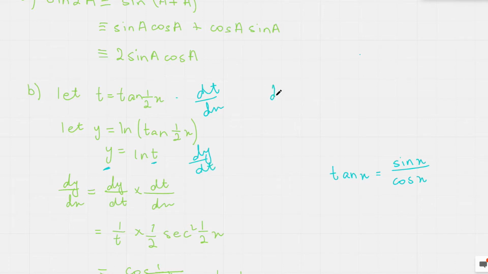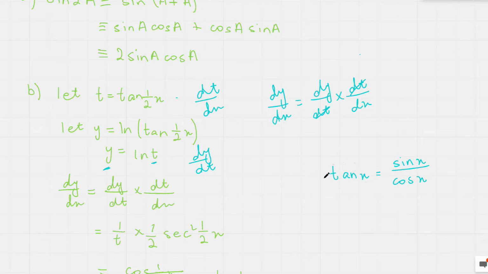Now when I multiply these two together, I get dy over dx. So dy over dx equals dy over dt multiplied by dt over dx. When these two cancel, we're left with dy over dx. That's what we want here. Now dy over dt is 1 over t, because the derivative of the natural log of t is 1 over t, and dt over dx is half sec squared half of x. Now here we have t as tan half of x. Now we're going to replace the t's here with tan half of x.